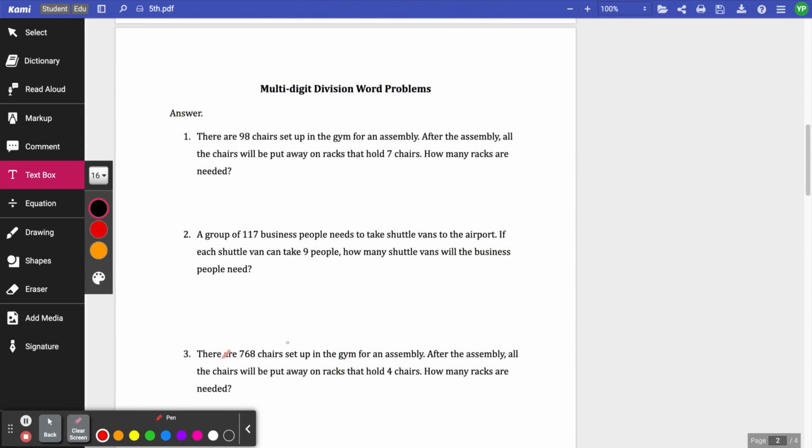Now we'll move on to multi-digit word problems. For number 1, it says there are 98 chairs set up in the gym for an assembly. After the assembly, all the chairs will be put away on racks that hold 7 chairs. How many racks are needed? So you've got to do 98 divided by 7.